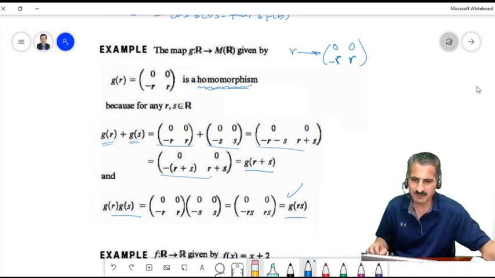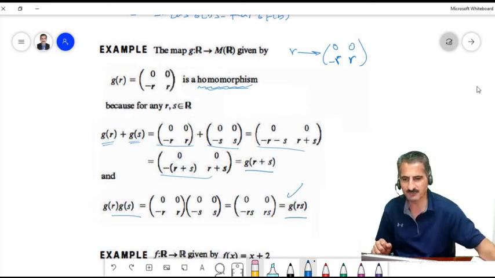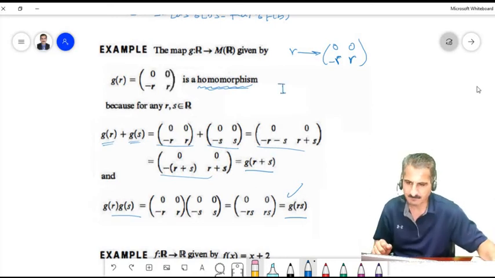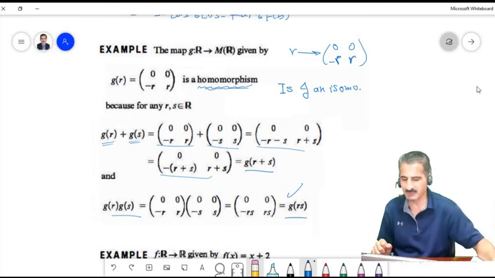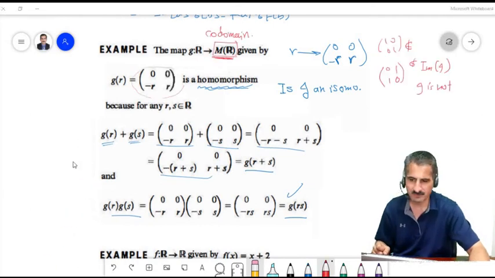Now the question is, is it an isomorphism? Can somebody answer me? Is g an isomorphism? Somebody answer me. Shall I wait for an answer if it is yes or no? So g is not surjective. And so g is not an isomorphism. The answer is no.